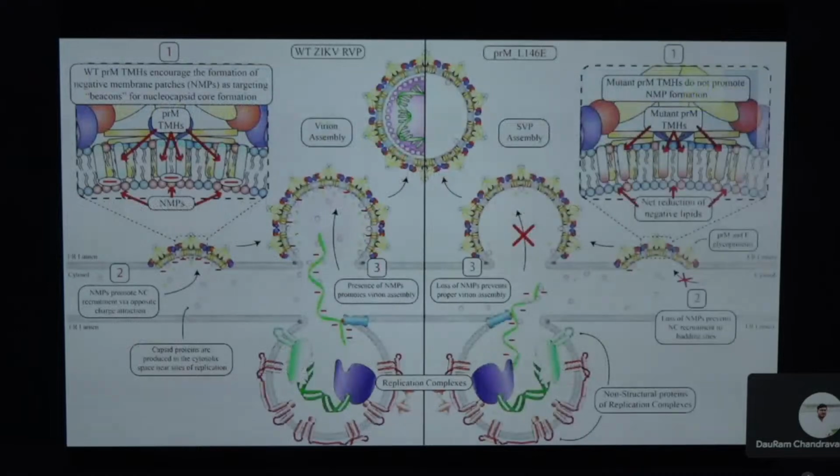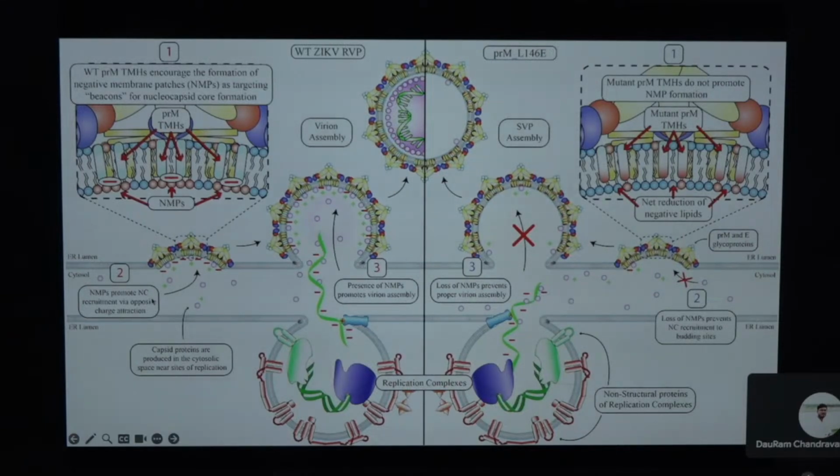And so with that, I'd like to leave you with this schematic here that we're hoping to publish this year of what's actually happening during flavivirus assembly. So starting here in the top left corner of the screen, you can see that in a normal wild-type Zika RBP situation, the wild-type PRM transmembrane helices actually encourage the formation of negative membrane patches. So these small membrane patches of negative lipids can actually act as a targeting beacon for nucleocapsid core formation.